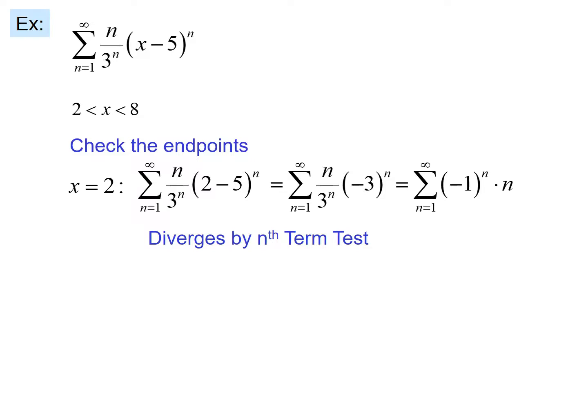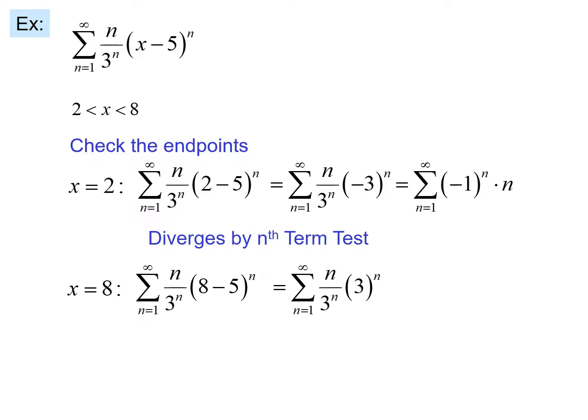And we can simplify, and we can see that this is going to diverge by the nth term test. So it does alternate, just alternates positive and negative, but n keeps on getting bigger and bigger. So we're adding bigger and bigger numbers, and it's going to alternate positive, negative, it's going to diverge.